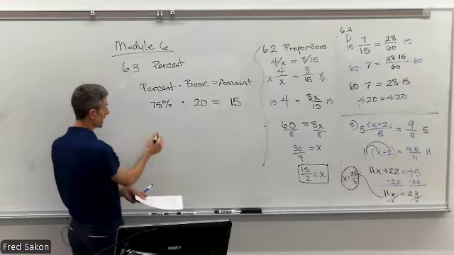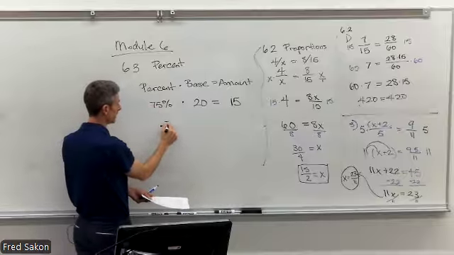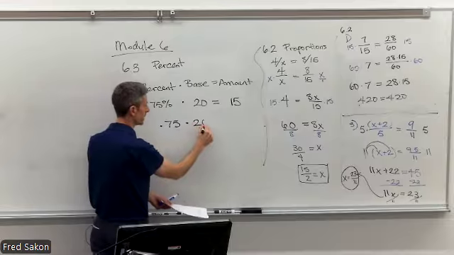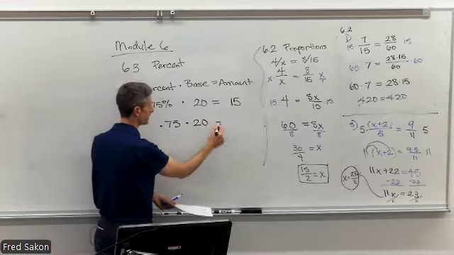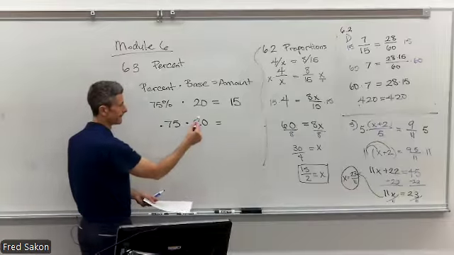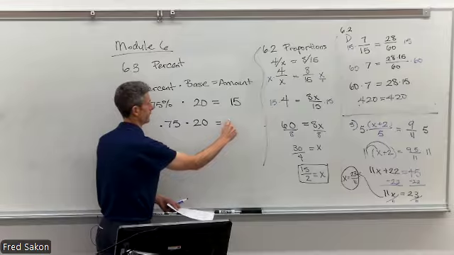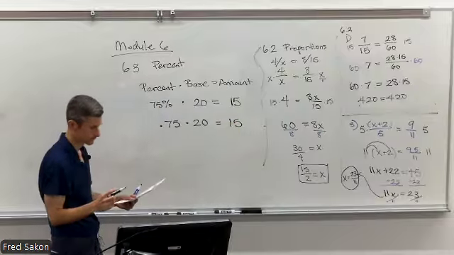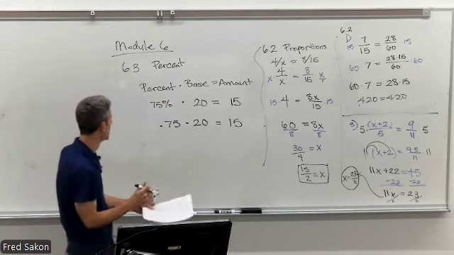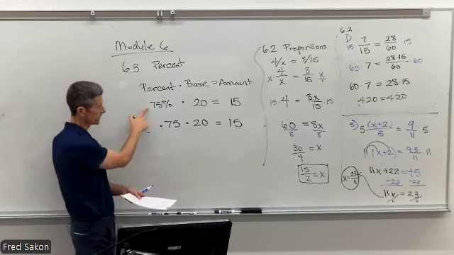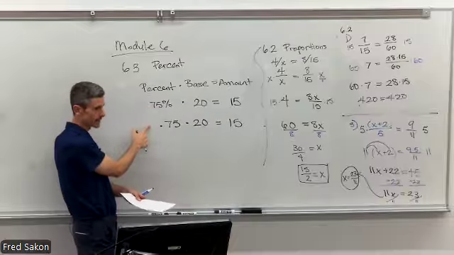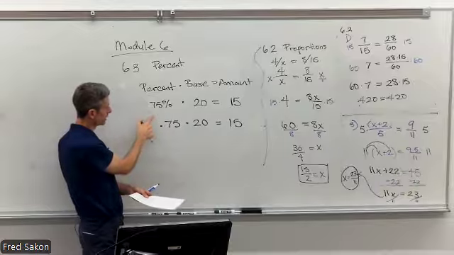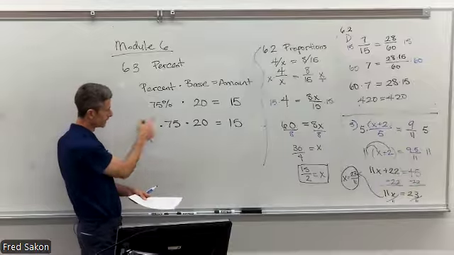Now let's check that mathematically. 75% is 0.75 times 20. What do you get in your calculator? 0.75 times 20, to get that 15. So we thought through it intuitively here, and we checked it mathematically in our calculators. Now, to do it mathematically, you need to get that percentage into decimal form before you do.